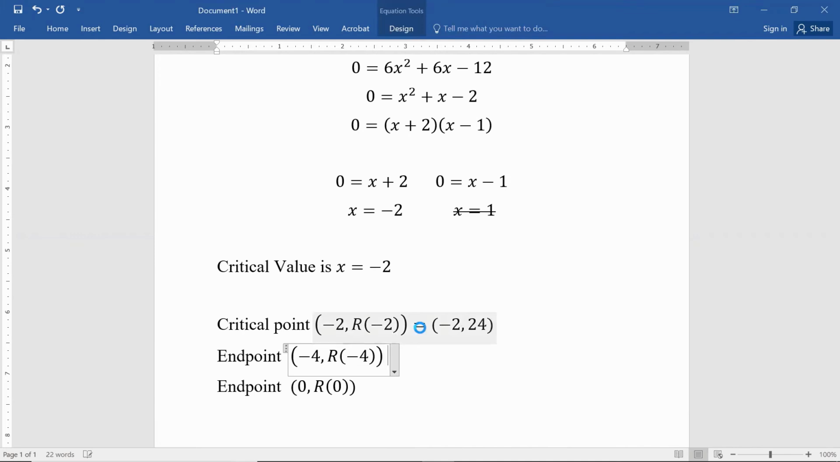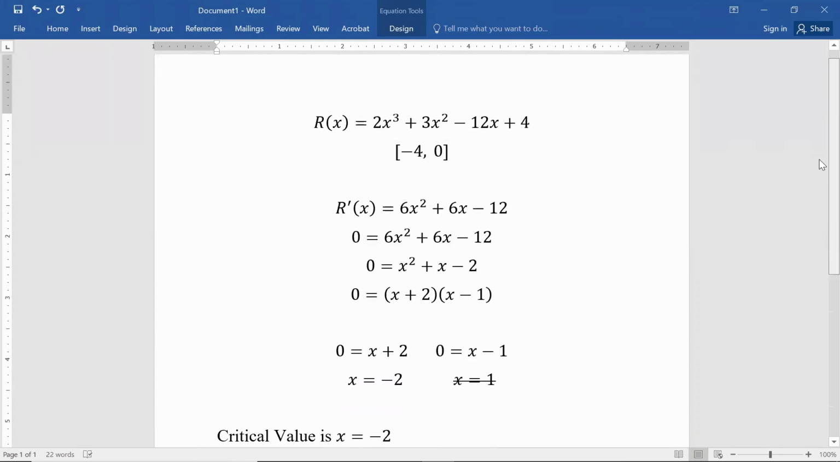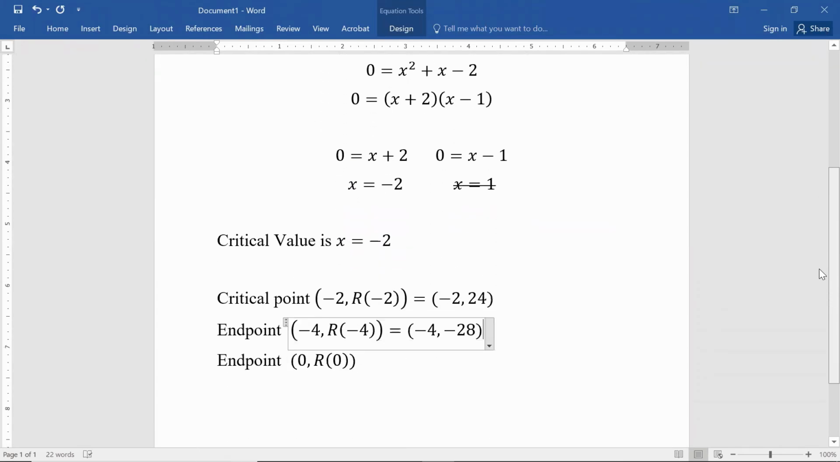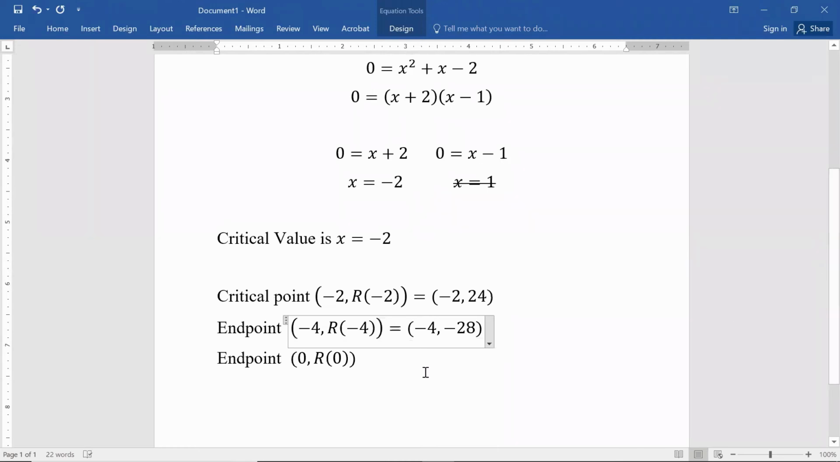When I plugged in -4 into the function, I got an output which was -28. So (-4, -28). And then when I plugged in 0 into the function, I got an output of positive 4. So my other endpoint is (0, 4).